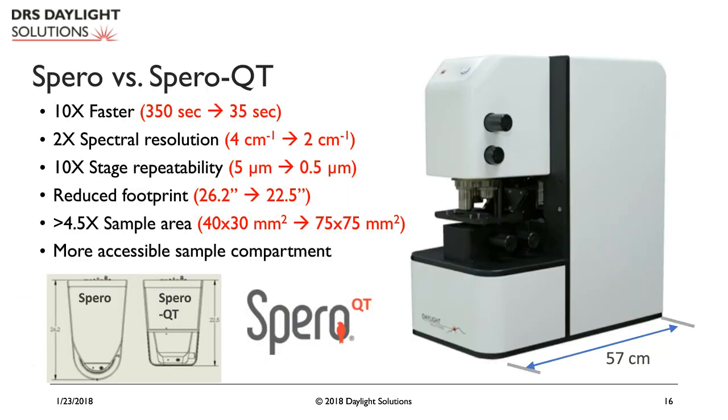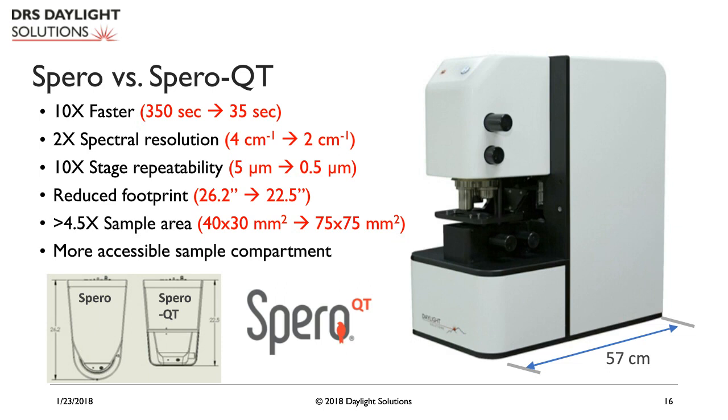So the Spero-QT incorporates several improvements over the original model. Its scan time is 10 times faster while doubling the spectral resolution. So in practical terms, the first Spero had a 5-minute scan time, while the QT only takes 35 seconds to perform the same spectral scan.